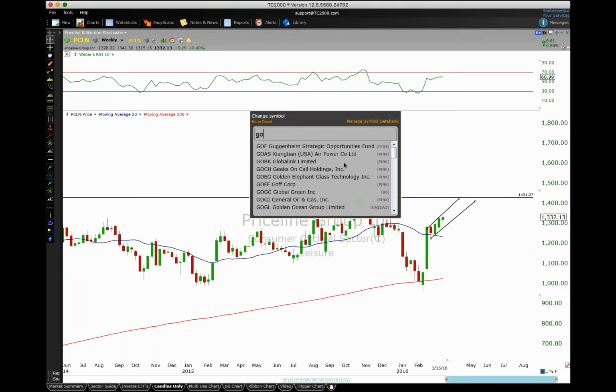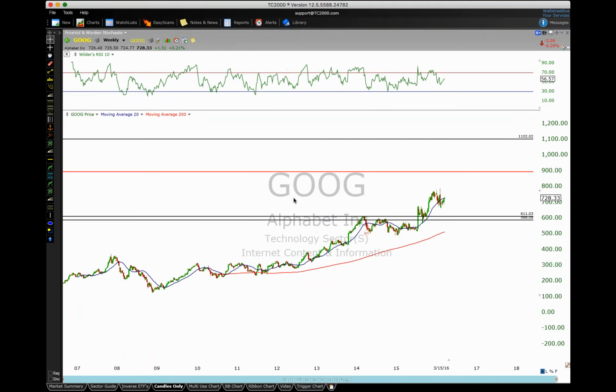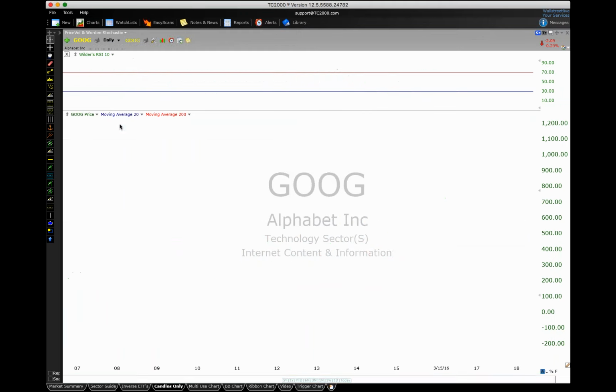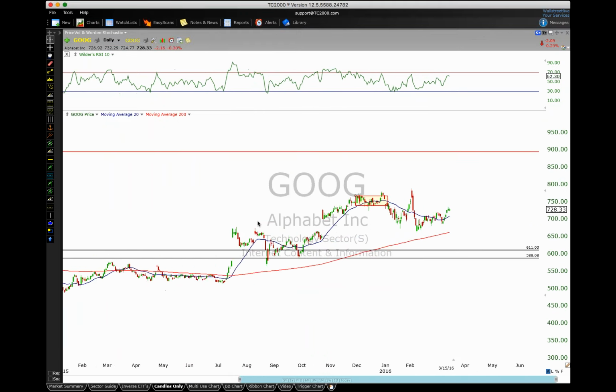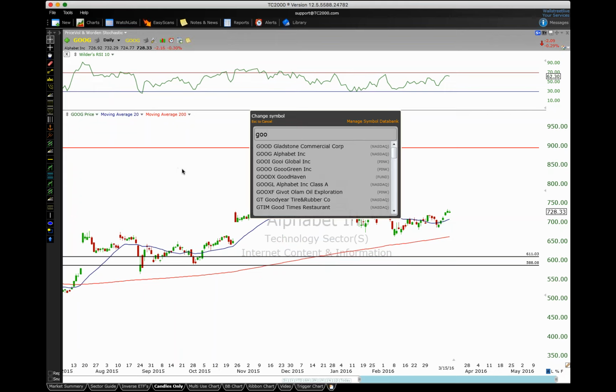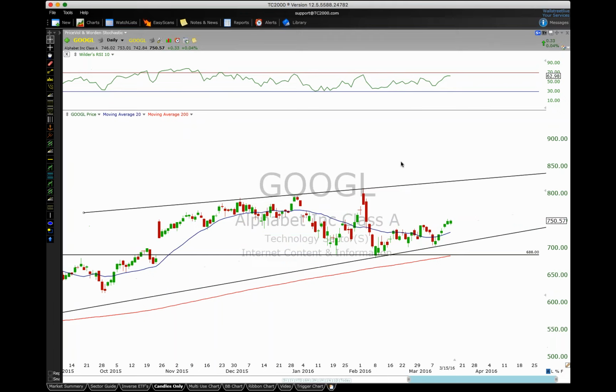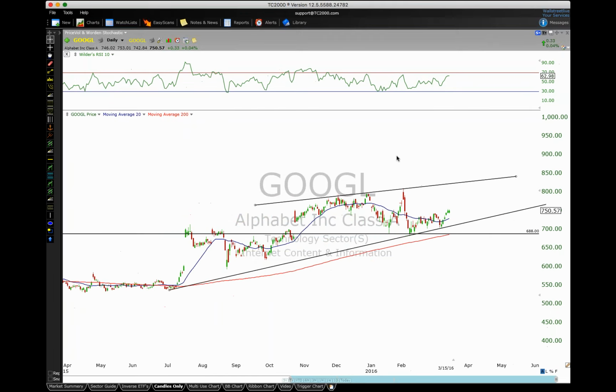Now, if we come over here to Google, you're going to see the same thing. There is a gap. Where is it? No, wrong one. Weekly. Let me go to daily. I thought I had a gap on this. Or was it my pattern? One second. Maybe it's Google. Well, maybe it's not. Maybe it's just the trade pattern itself.